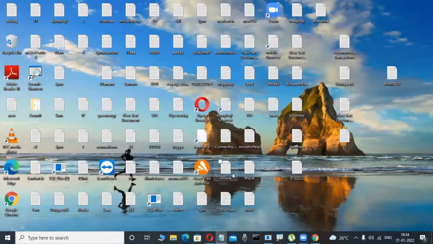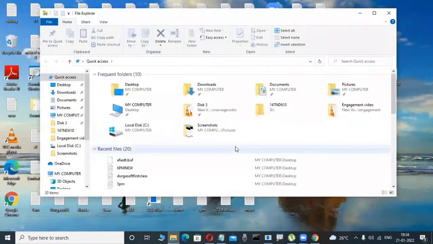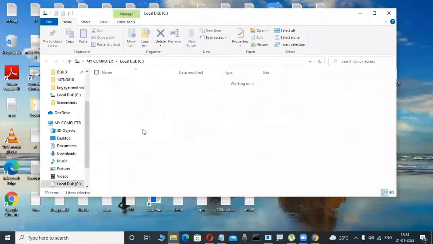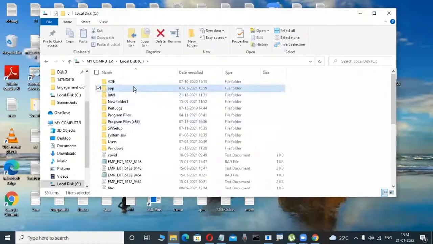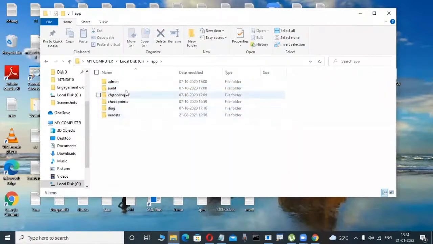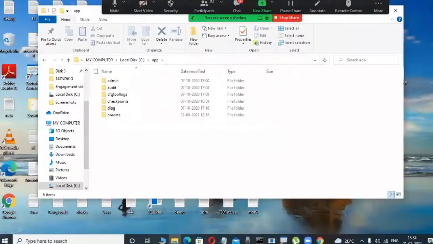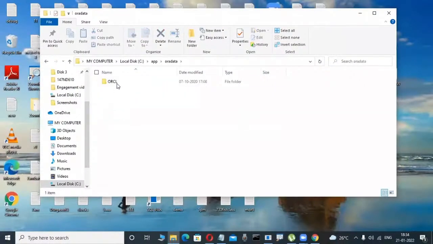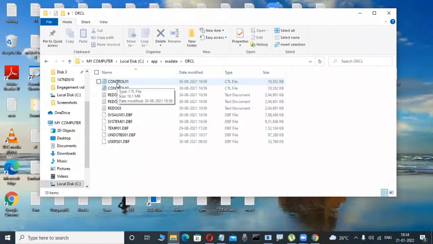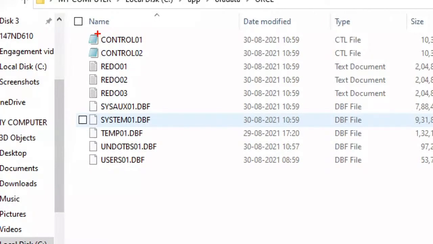Suppose it is a Windows operating system where I have already installed Oracle. In that location, I try to view, for example, in C colon where the Oracle is there. Those are directories, don't worry, these are folders. Here: Oracle, Oradata, ORCL. I'm observing only. Now in the C drive, I'm installing my Oracle software.